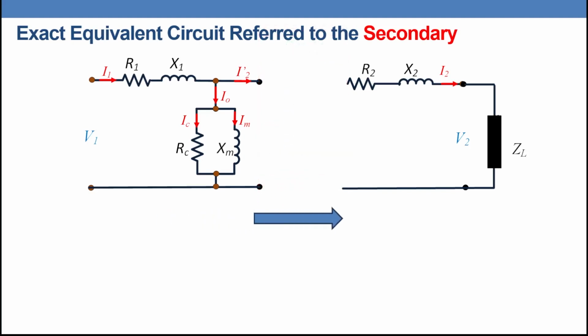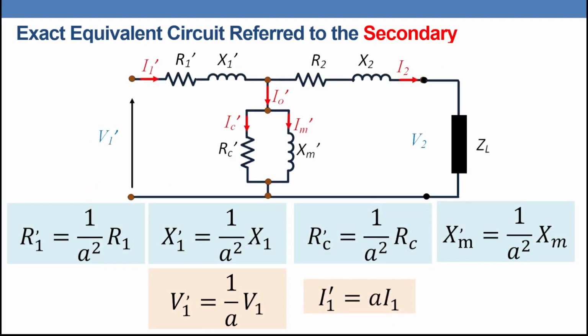Then we are going to move this part to the secondary equivalent circuit. So in this case, we have the new equivalent circuit here: V1 dash, I1 dash, R1 dash, X1 dash, R core dash, XM dash.